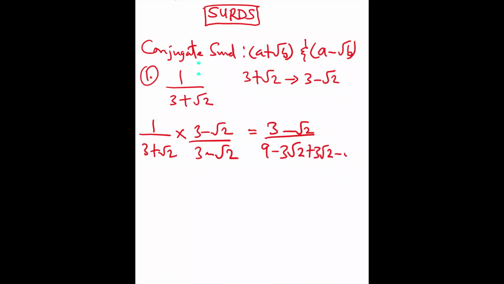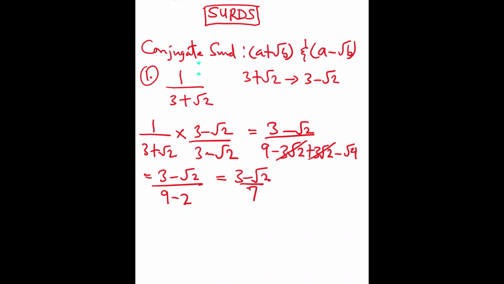Then root 2 times minus root 2, we get minus root 4, which is the same thing as minus 2. So we have 3 minus root 2. When we collect like terms, these two cross each other out, they give 0. So we have 9 minus 2, so that will be 3 minus root 2 over 7. That will be the answer for that.